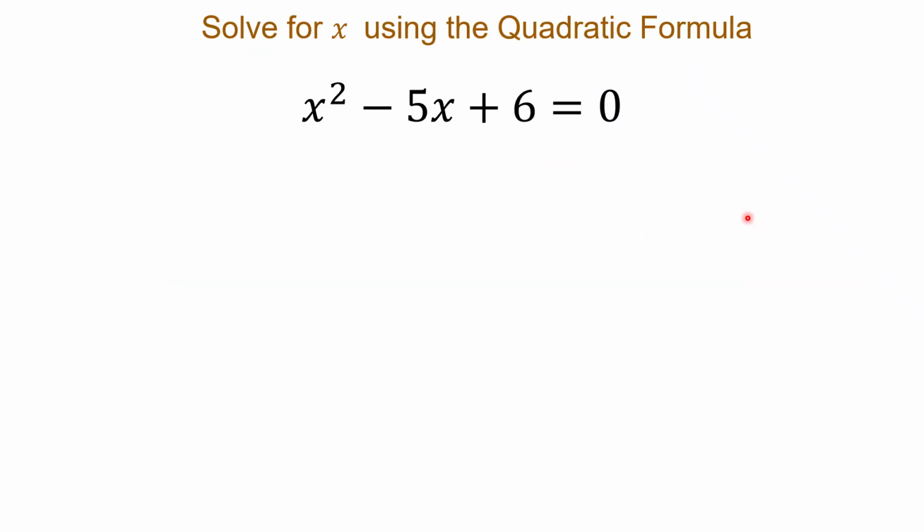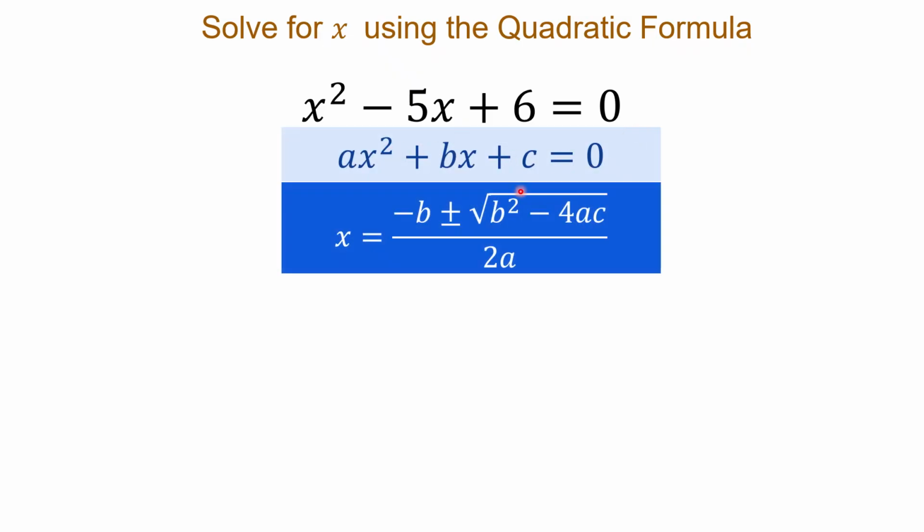So let's look at this problem. We have x squared minus 5x plus 6 is equal to 0. So yes, the equation is set equal to 0, and we can now identify our a, b, and c. Our a is understood to be 1 because the number 1 is in front of x squared. B is negative 5. You take the sign with you, so it's negative 5. And our c is positive 6.